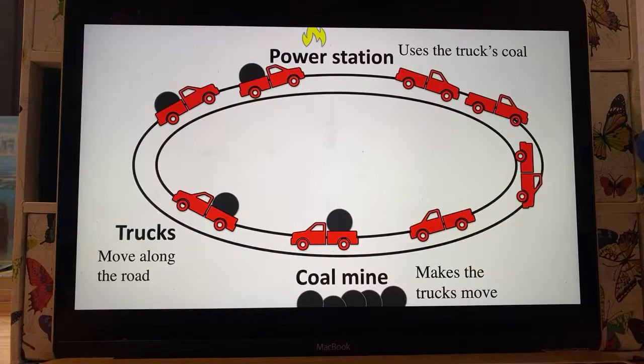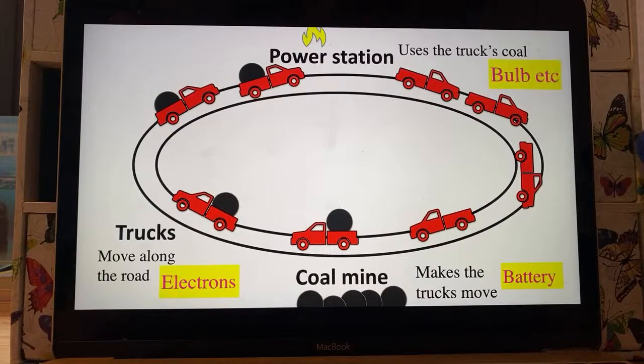So why is this a model for an electric circuit? Go on, 5 seconds. What's the coal mine? What are the trucks? And what's the power station? 5, 4. What's an electric circuit? Maybe you don't even know. That would be good while you're here. So the coal mine is the battery, right? It's the whole reason that the trucks are moving around the circuit. So the trucks are the electrons. And the power station is, I've said bulb, etc. So it could be anything, but it's whatever you're trying to make work with your electricity.